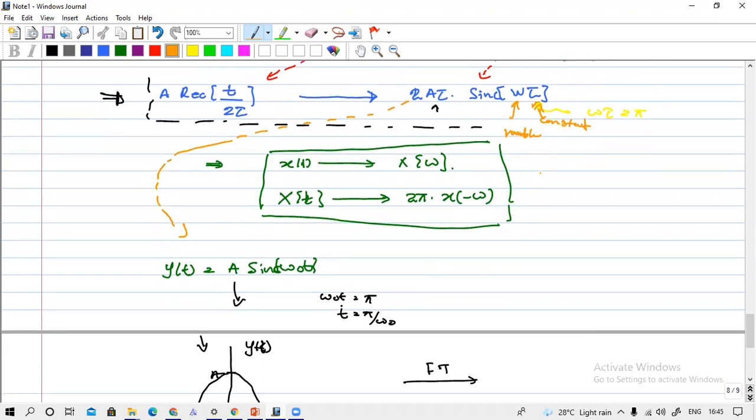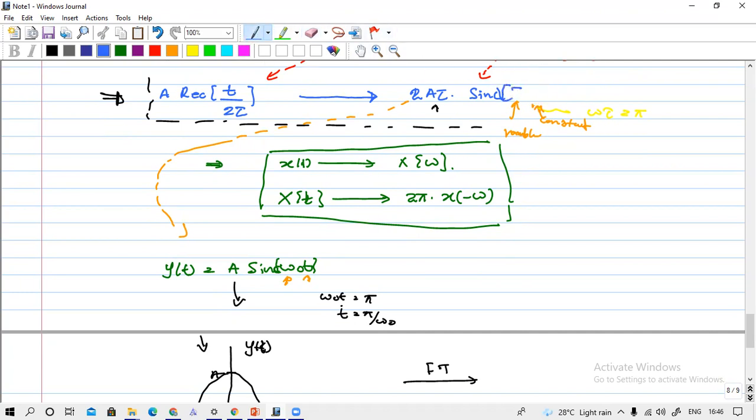Now you can see that ω₀ is the constant and t is the variable. So this ω₀ we have to use as this τ coefficient. Can you understand it? This τ is identical to ω₀ here, and this ω is identical to t here. So it is better to write this as τω instead of ωτ.